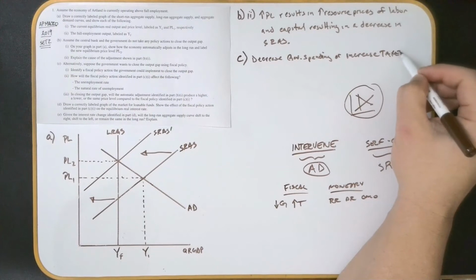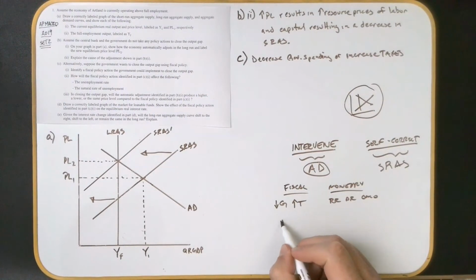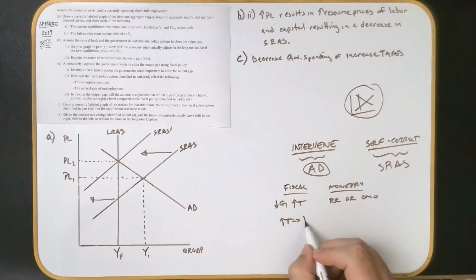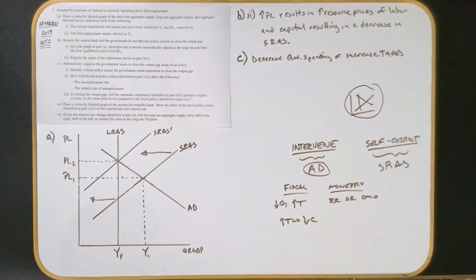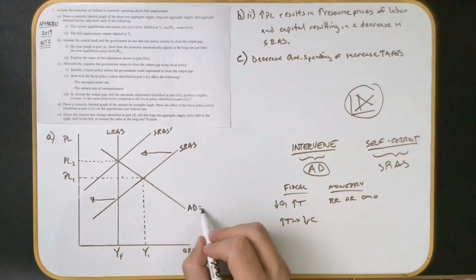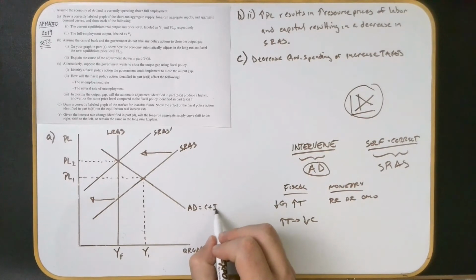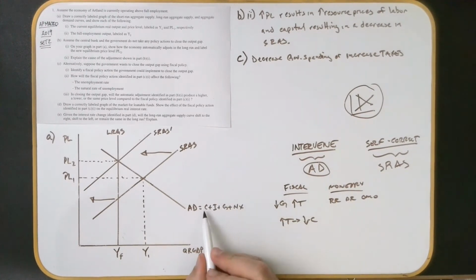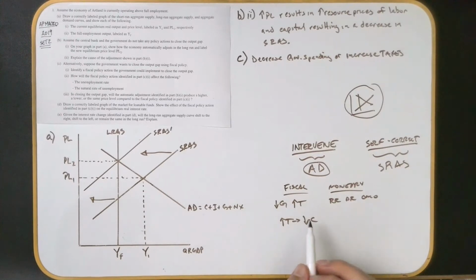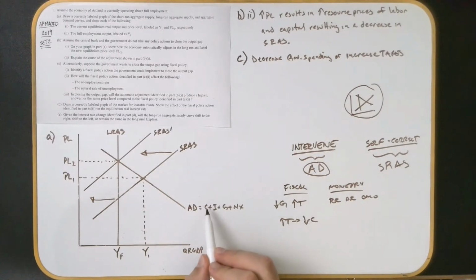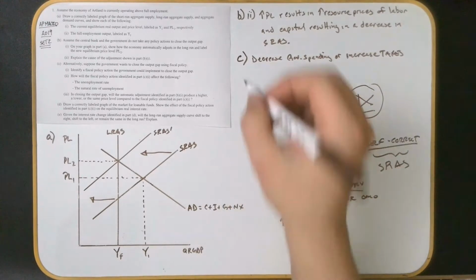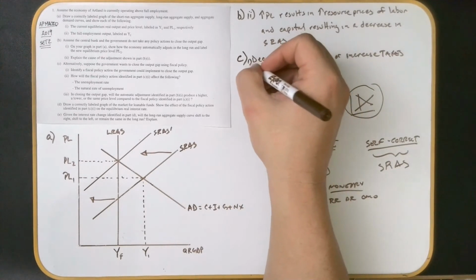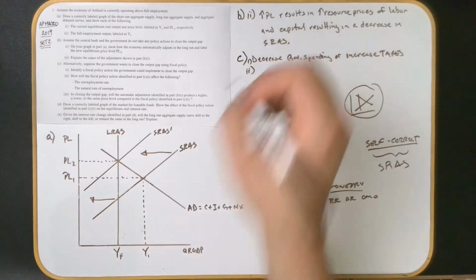Now, by the way, the reason increasing taxes works is when you increase taxes, that leads to a decrease in consumption. So remember, we all know that AD is equal to C plus I plus G plus NX. So we're trying to decrease any of those. So decrease directly government spending or increase taxes to decrease consumption. So that was C1.